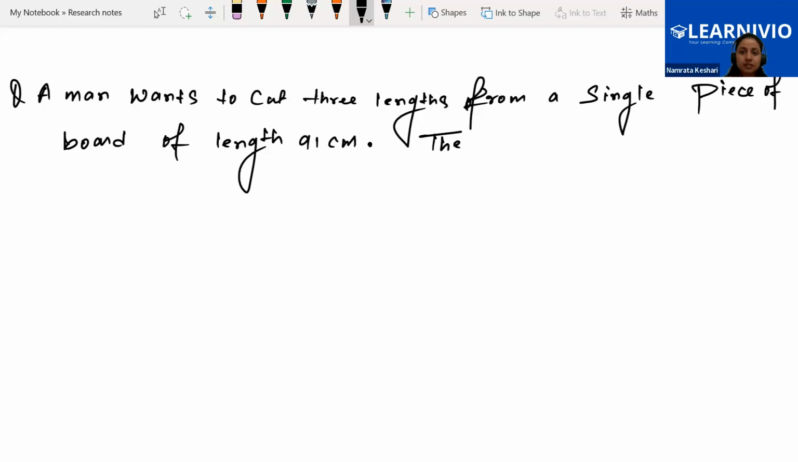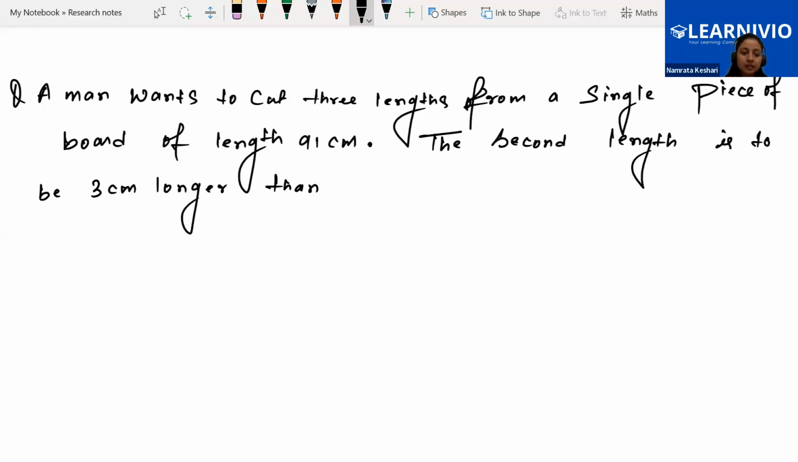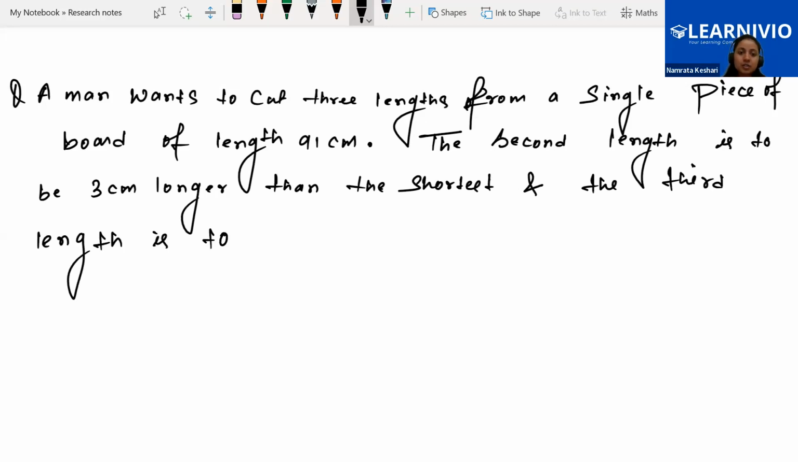The second length is to be 3 centimeter longer than the shortest, and the third length is to be twice as long as the shortest.